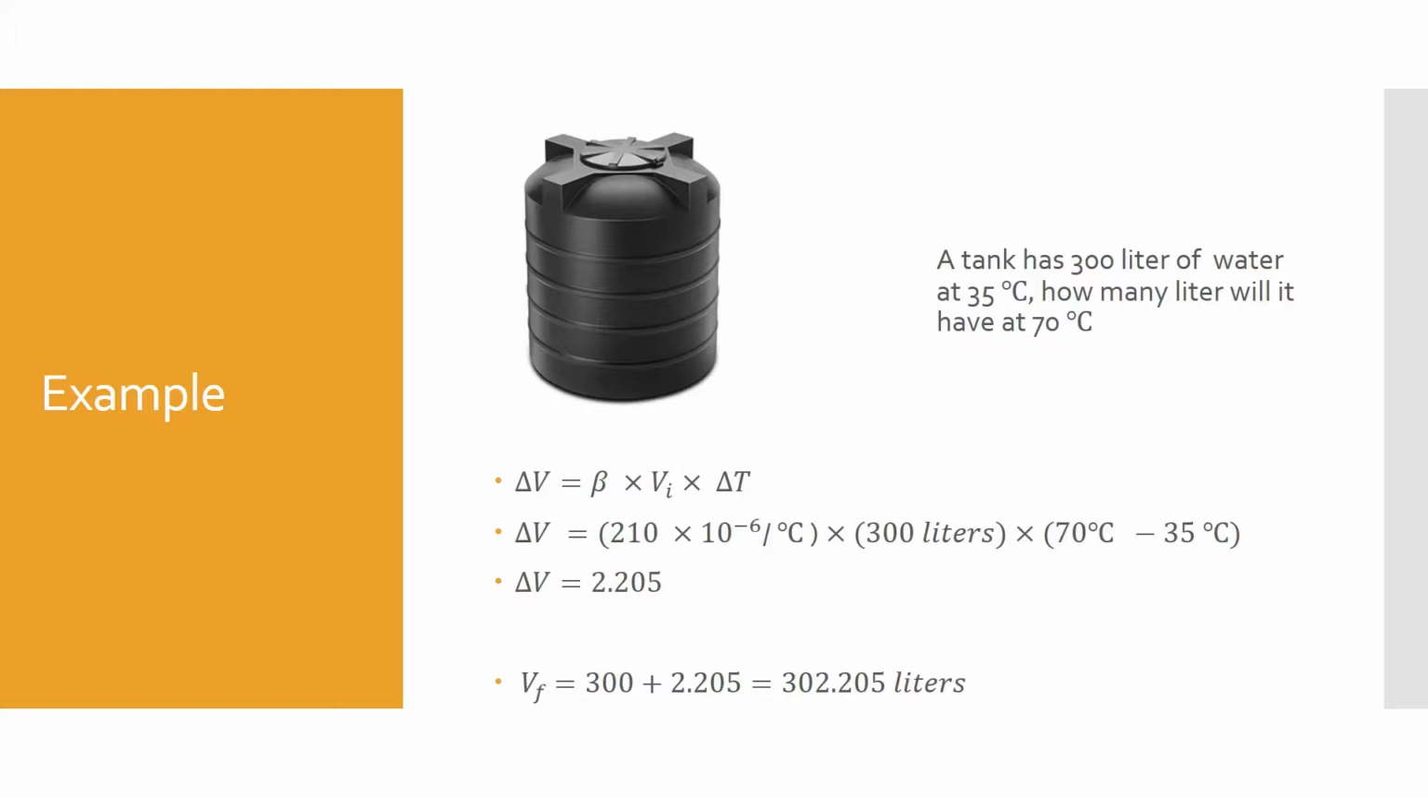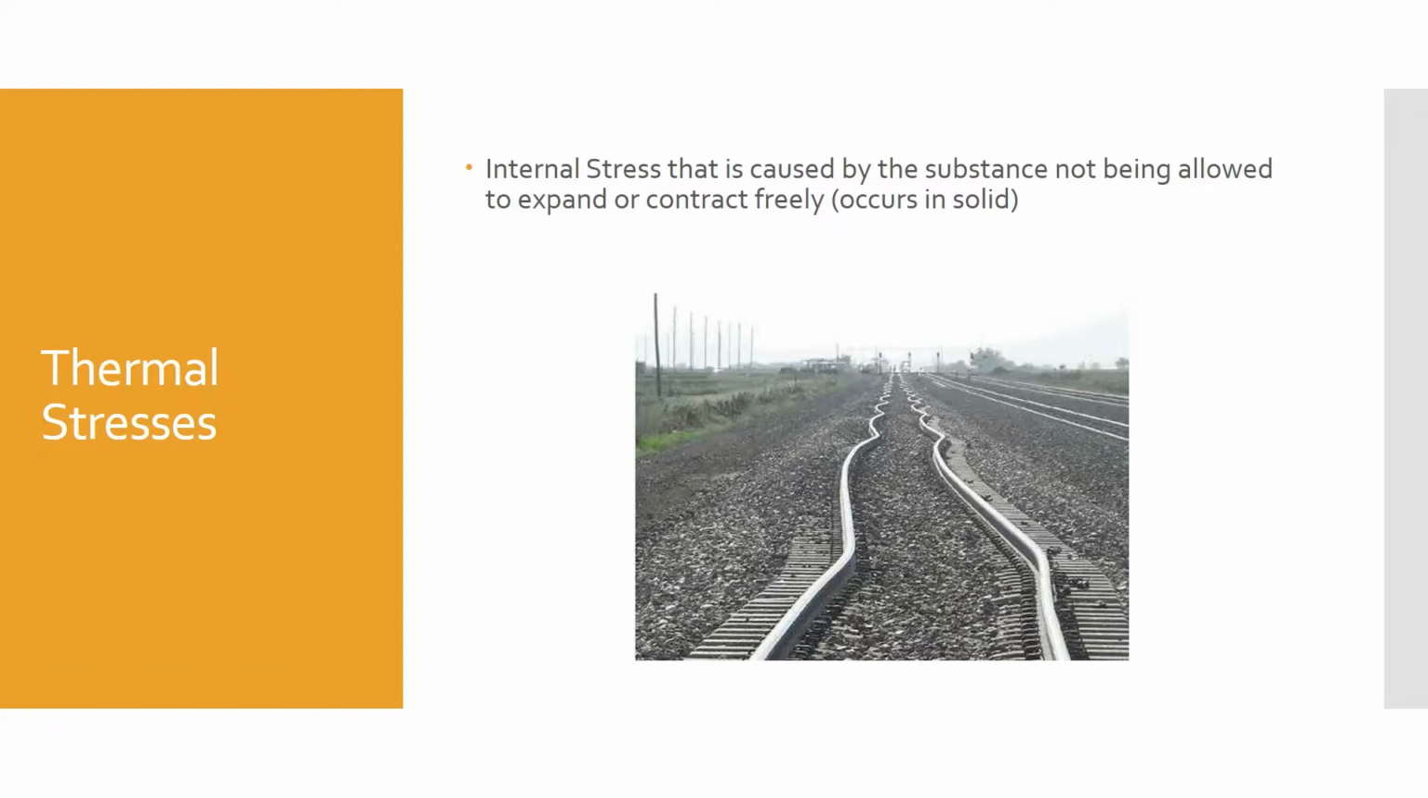Lastly, in this video, I want to talk about thermal stresses. Thermal stress is the internal stress that is caused by the substance not being allowed to expand or contract freely, and it occurs in solids. So, going by the first example, the reason that the worker has to put the gap in the railway was because of the linear expansion.